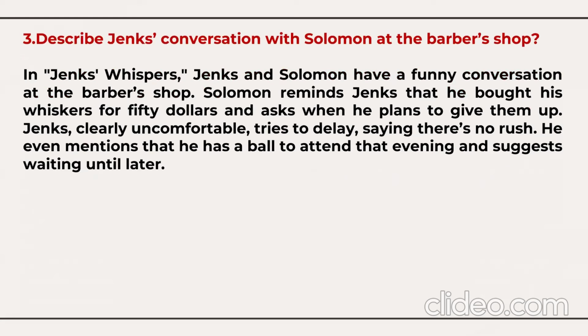Third question, describe Jenks's conversation with Solomon at the barber shop. In Jenks's Whiskers, Jenks and Solomon have a funny conversation at the barber shop. Solomon reminds Jenks that he bought his whiskers for $50 and asks when he plans to give them up. Jenks, becoming uncomfortable, tries to delay, and says there is no rush. He even mentions that he has a ball to attend that evening and suggests waiting until later. He says that I need to attend a party, let's see later.